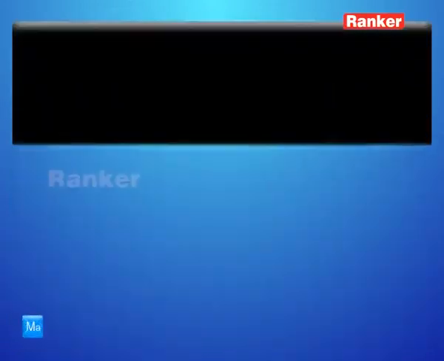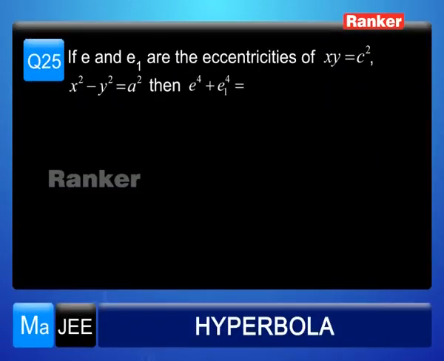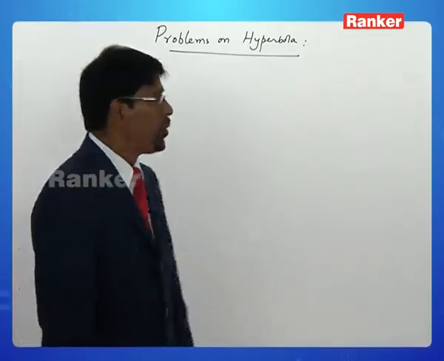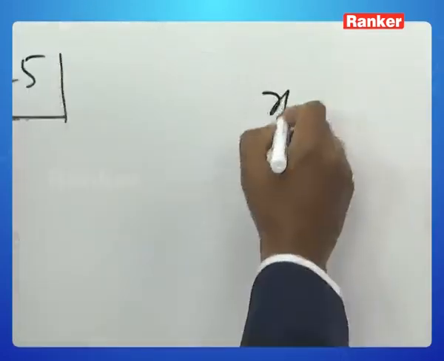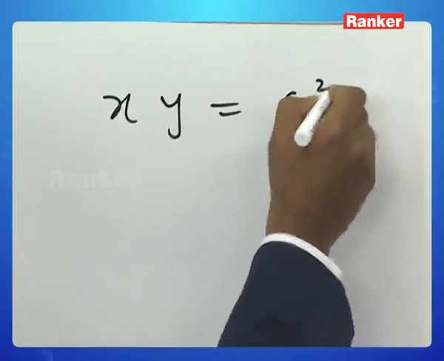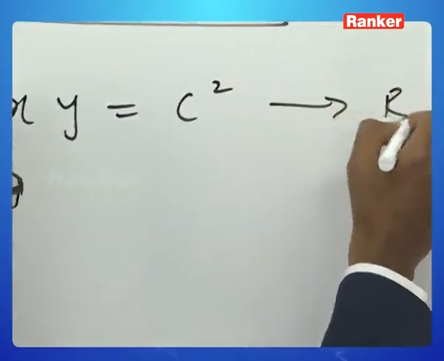Let's move to the next question, number 25. If e and e1 are the eccentricities of the hyperbolas xy equal to c square and x square minus y square is equal to a square, then e power 4 plus e1 power 4 is equal to: first option 9, second option 64, third option 8, fourth option 81. So let's move on to this question here. xy equal to c square is a rectangular hyperbola.